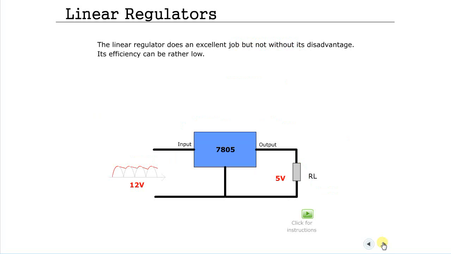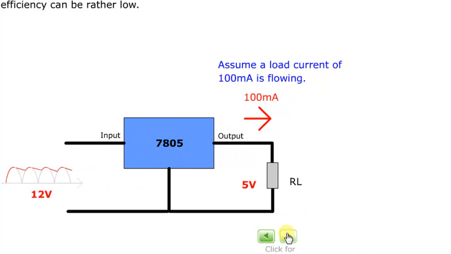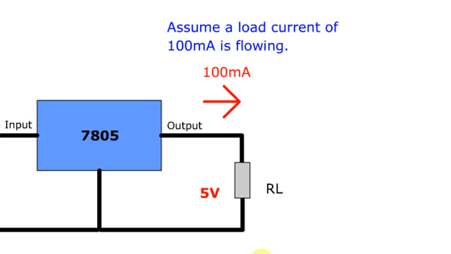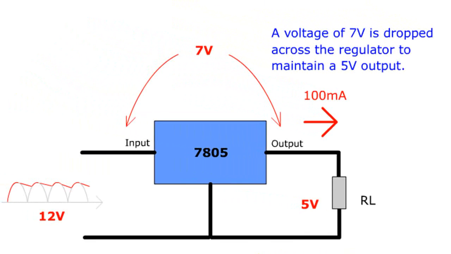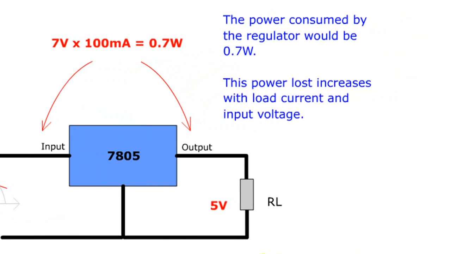The linear regulator does an excellent job, but not without its disadvantages. Its efficiency can be rather low. Assume a load current of 100 mA flowing. A voltage of 7 volt is dropped across the regulator to maintain a 5 volt output. The power consumed by the regulator would be 0.7 watt. This power loss increases with load current and input voltage.